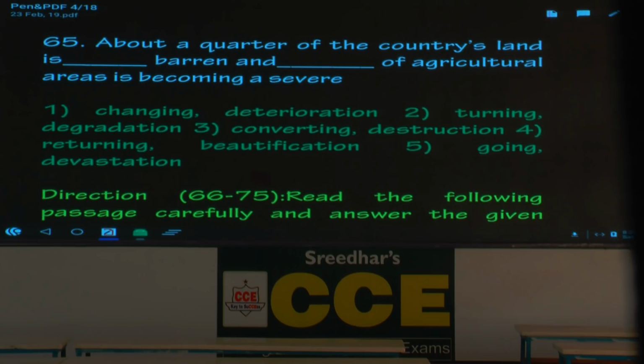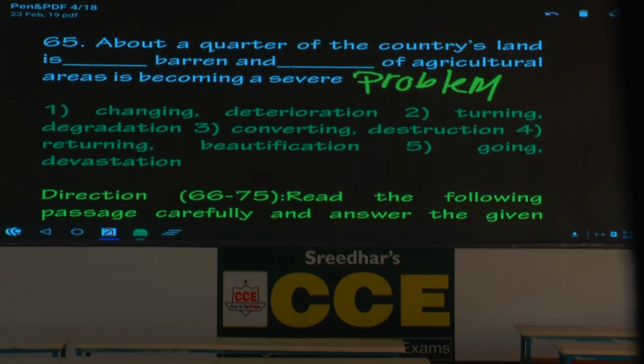Means what? You know the word, you have got the meaning from the faculty, and you have got it many a time. Then when I shoot the question, barren means what? Immediate response, not fertile, I expect. But you don't respond, then something is wrong. Do you understand what I say? So barren means what? Not fertile. It goes with what? Land, barren land. About a quarter of the country's land is, whatever the word, barren, and whatever the word, of agricultural areas is becoming a severe problem. What is the word here? Problem.